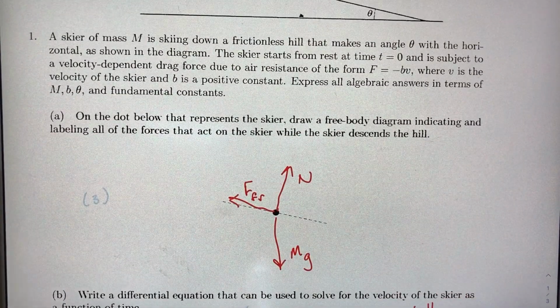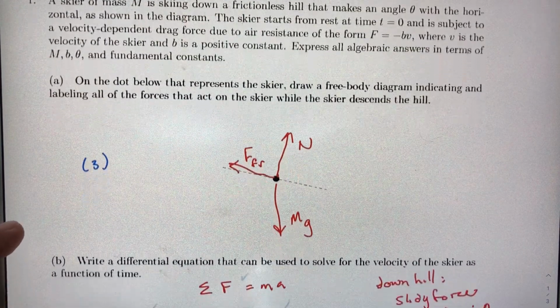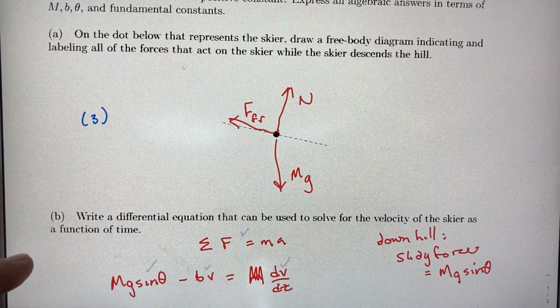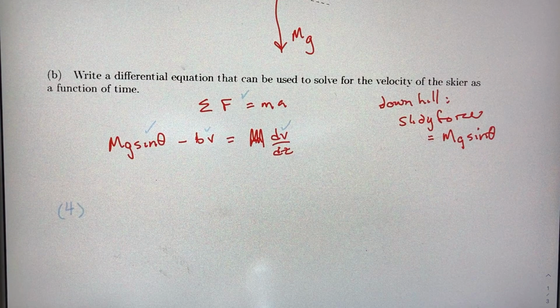Okay, point values. First part is 3 points. 1 point lost if you don't label things. 1 point lost if you put in components as well as the original pieces. All right, this is 4 points. 1 point for balanced forces, 1 point for the mg sine theta, 1 point for the bv, and 1 point for turning a into dv/dt.